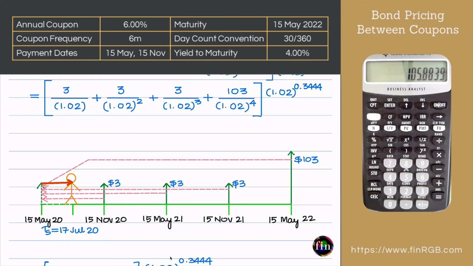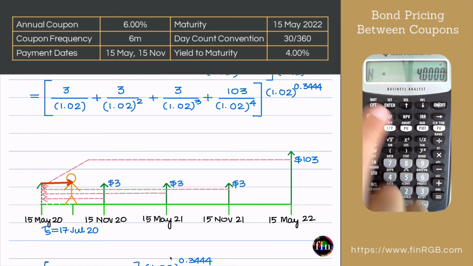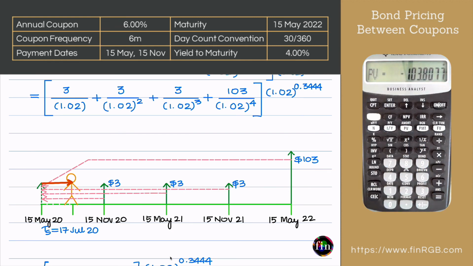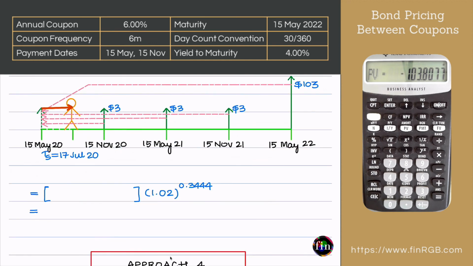Let's use again the TVM functionality to calculate this expression in the square brackets. Now, we have already fed the right inputs into our TVM functionality. Let's just change the number of periods. So let's set n to be equal to 4, recompute the PV. It comes to 103.8077. Let's note it down.